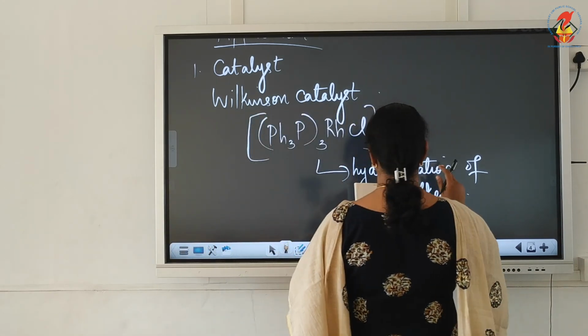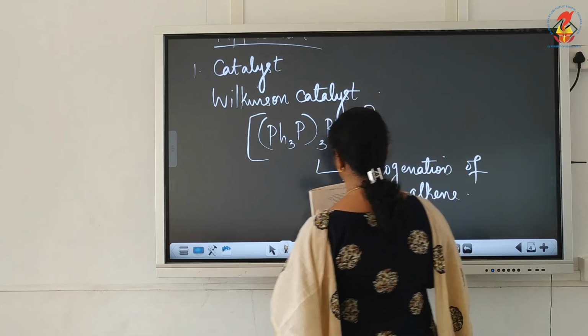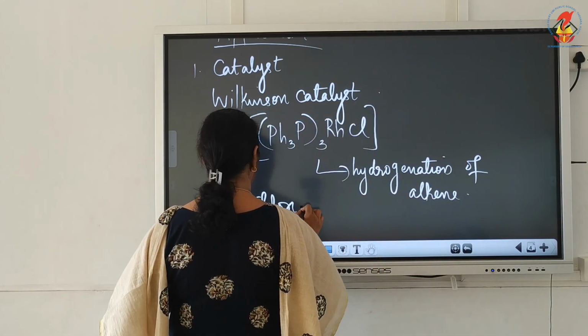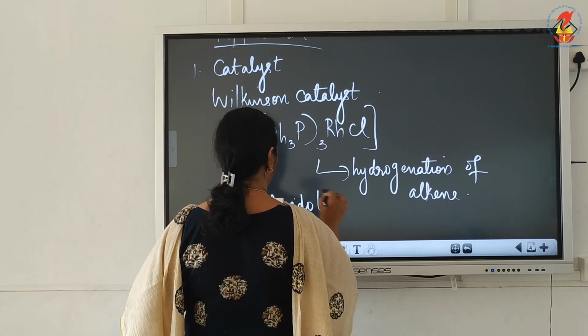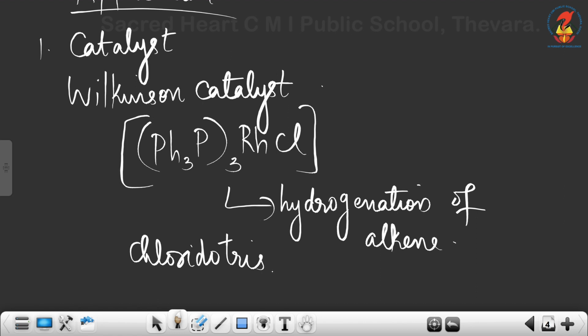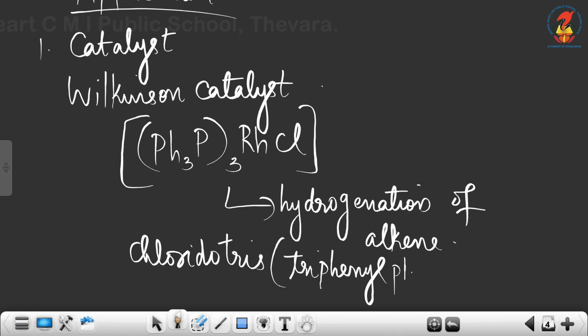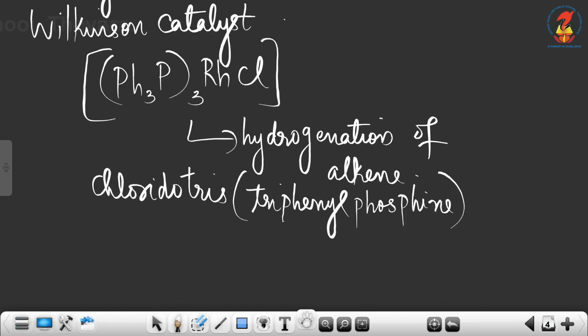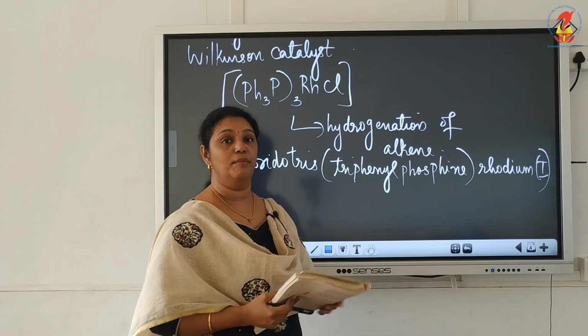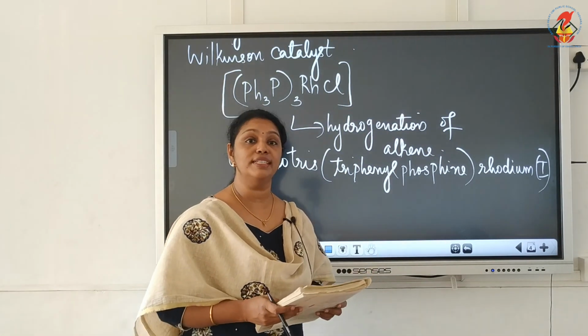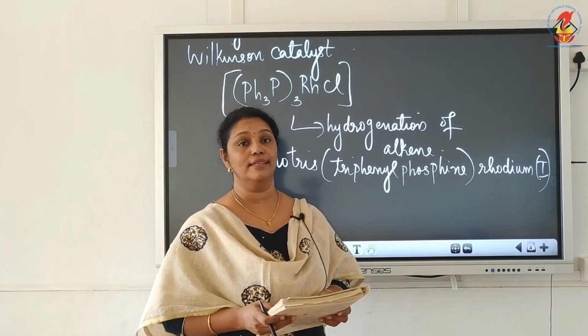So, let's write the name of the compound. The name of the compound is chlorido tris(triphenylphosphine)rhodium, where tris means 3 times, and the oxidation number of rhodium in this complex is 1. So, this is the IUPAC name of Wilkinson's catalyst. So, this is the first application of coordination compounds. It's used as a catalyst.